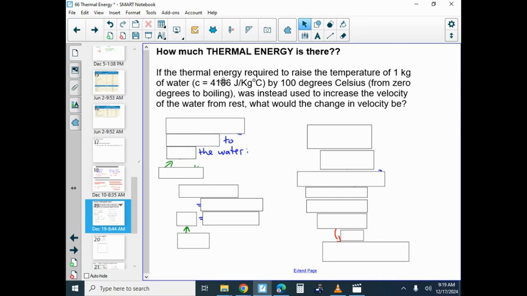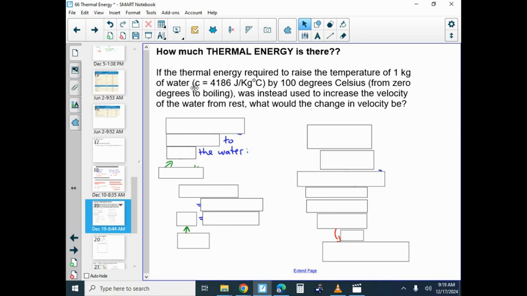So here's a neat question. If the thermal energy required to raise a kilogram of water from 0 to 100, basically to boil it, so stick cold water in the microwave and bring it to a boil, okay? If that energy, instead of raising the temperature, was given to the water molecules as velocity, as kinetic energy, how fast would the water be going? And we have the ability to calculate this now.